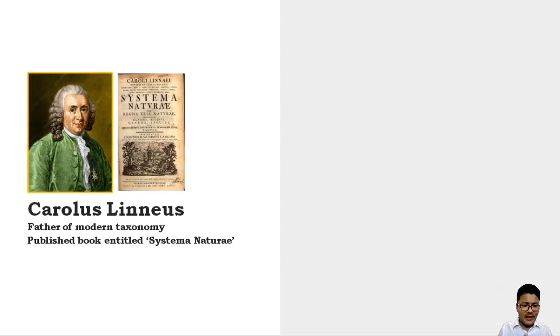So all of you may be familiar with a great scientist called Carolus Linnaeus. He is the father of modern taxonomy. If I say father of modern taxonomy, then he might have done lots of work on classifying living organisms, right? He was a very passionate scientist and naturalist. He used to go around and observe different living organisms, and he wrote and published a book called Systema Naturae.